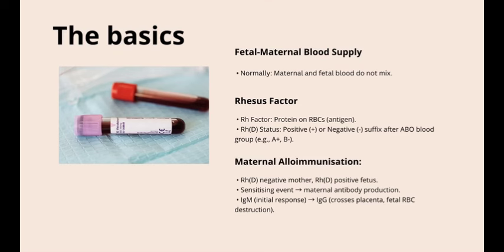Now, in order to overcome this, we give something called RhoGAM, and this is an immunoglobulin that's a prophylactic anti-D antibodies in rhesus negative individuals. So the way this works is that we give this at various points during the pregnancy and during sensitizing events to a mother who's rhesus negative with a rhesus positive fetus. If the maternal and the fetal blood do cross, that's called a maternal fetal hemorrhage.